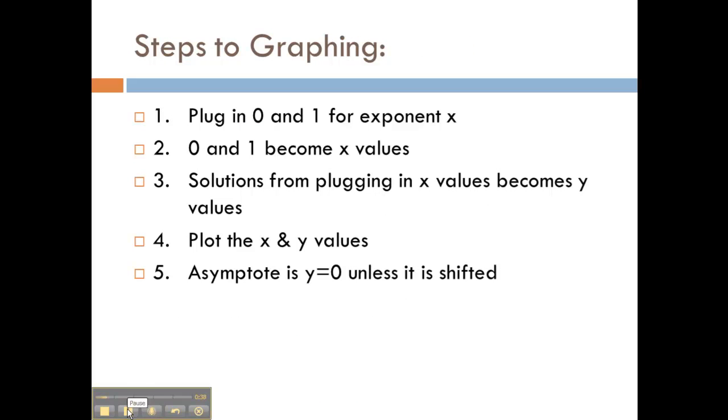Steps to graphing. First step is plug in 0 and 1 for exponent x. Afterwards, 0 and 1 become the x values. Solutions for plugging in x values become y values. Plot the x and y values. Asymptote is y equals 0 unless it is shifted.